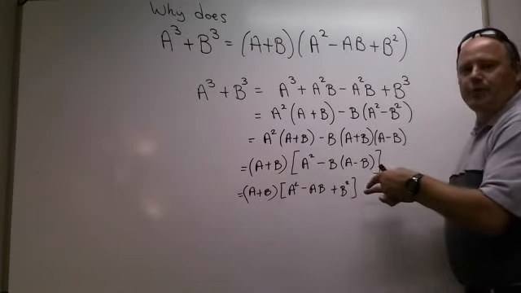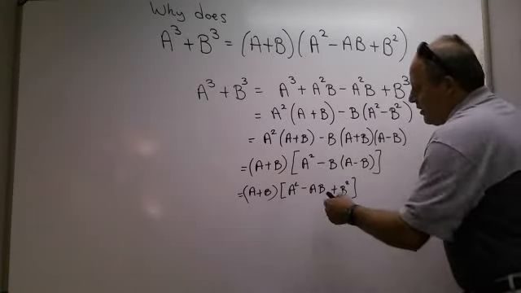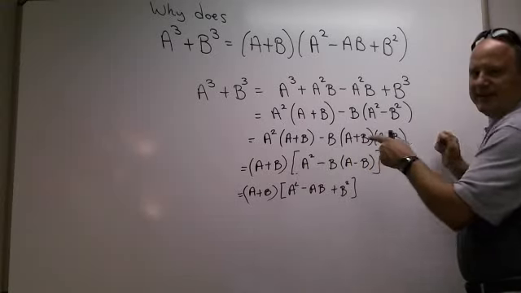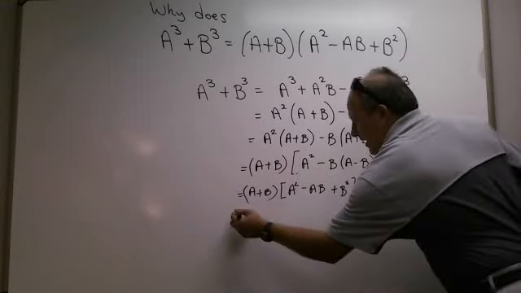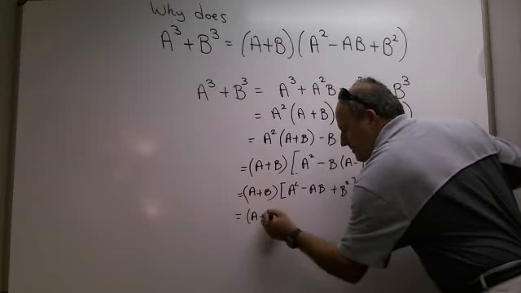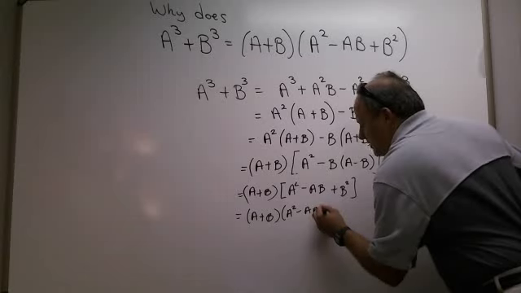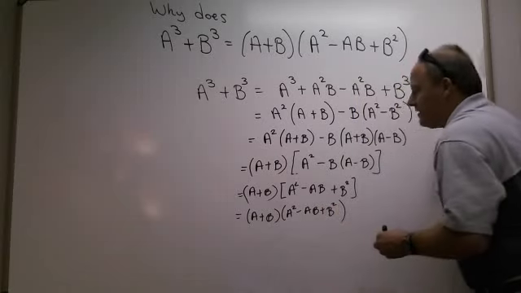Now, if you want to rewrite the brackets back into parentheses, I only put the brackets there initially because there was a set of parentheses and a bracket, so I didn't want 2 sets of parentheses. Then we have a plus b times a squared minus ab plus b squared. And that's how it comes.